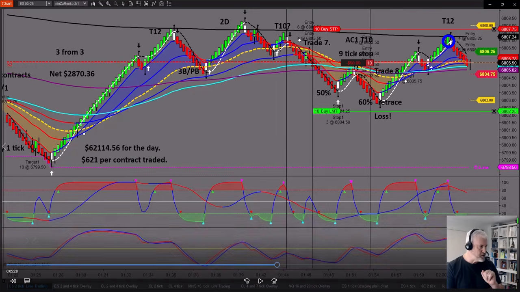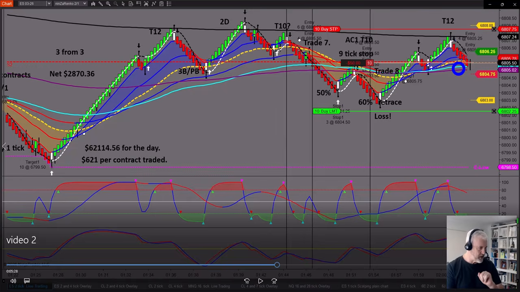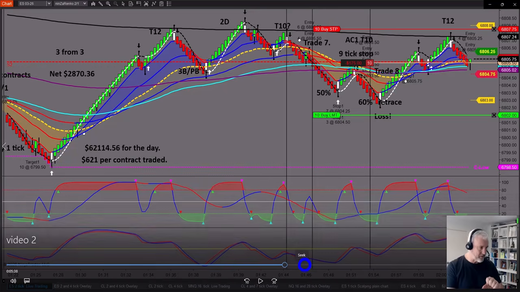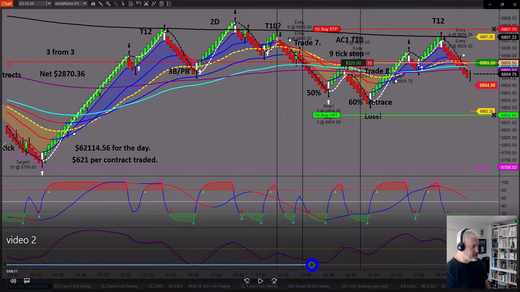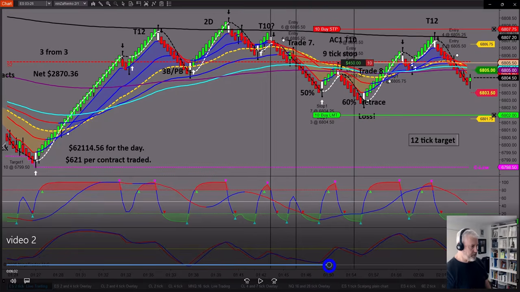This is a T12 entry just here. And so that cost me $1,250, or $125 per contract, plus the commission. Now, this is not revenge trading, by the way. There's a big difference. Note my stop is 1 tick above, and I think I even went for a larger target on this. Yes, I went for 12 ticks here instead of 10.